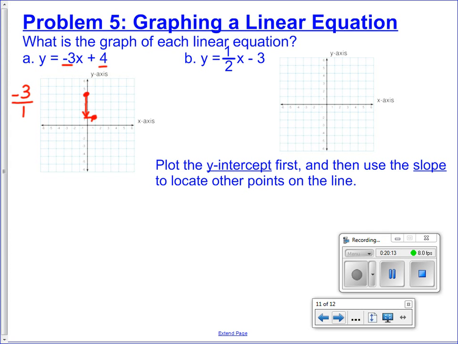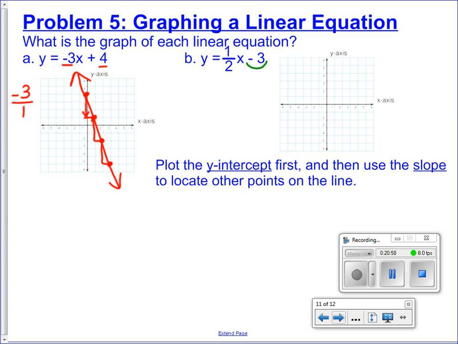So right here I have another point. Down 3 to the right 1, another point. Down 3 to the right 1, there's another point. So my line is going to look like that. All right, and I'm showing the stair step, my rise and run, on the board. On your paper with your pencil, you don't have to draw the rise and run, but you can just use your pencil to move that many spaces in order to plot your next point. All right, let's do one more.